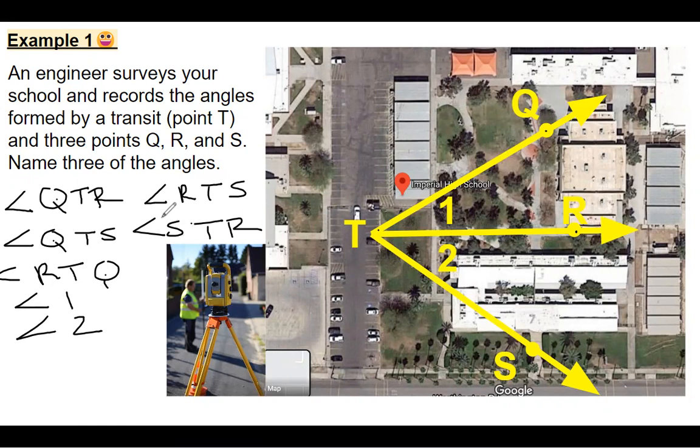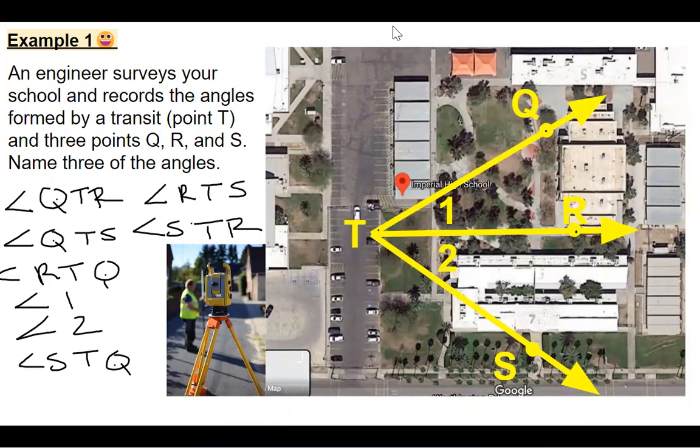STQ, we have QTS. Let me go ahead and write STQ. Do we have QTS? Yeah, QTS is there. I have QTR. QTR is right there. What about RTQ? RTQ is present. What about STR? STR. RTS right here. And that's about it. So we named them all, guys. The goal here is to name at least 3 of them. Okay, ready for our next example.